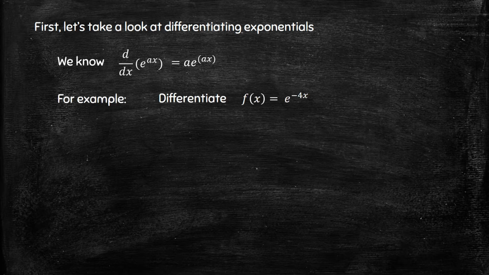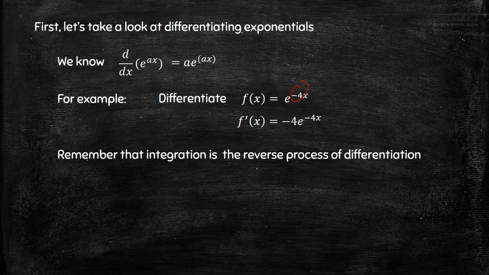For example, if we're differentiating f of x equals e to the negative 4x, the negative 4 just comes down the front and it becomes negative 4e to the negative 4x. Just be aware too that even though we talk about differentiation, the power dropping by 1, with e it doesn't happen, it stays as the same power.